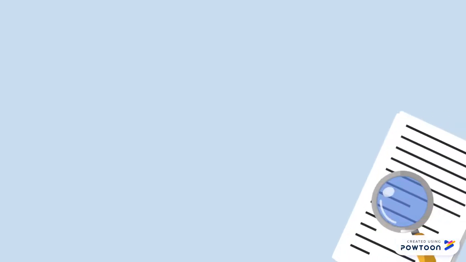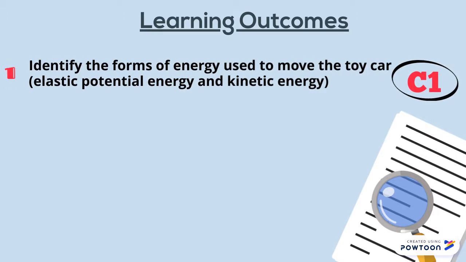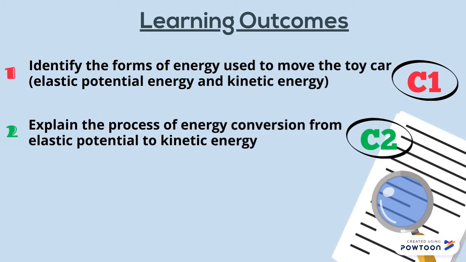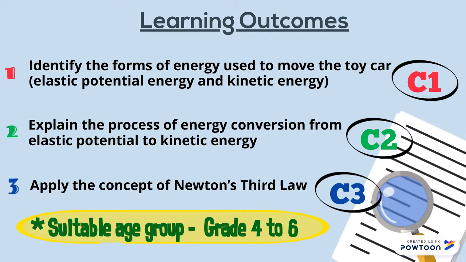This toy could help your students reach the following learning outcomes: to identify forms of energy, which are elastic potential energy and kinetic energy, to explain the process of energy conversion from elastic potential to kinetic energy, and to apply the concept of Newton's third law. This toy is suitable for students of grades 4 to 6.